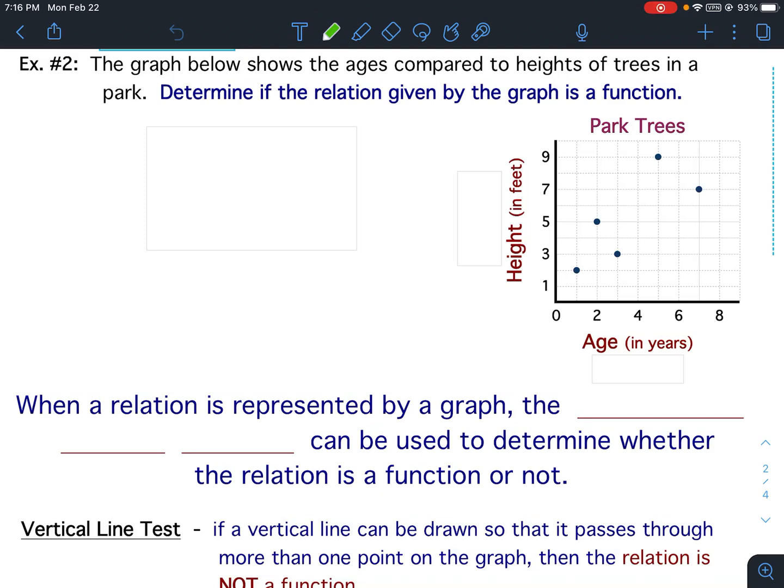Introducing functions, lesson 12 notes. Example number 2. The graph below shows the ages compared to heights of trees in a park. Determine if the relation given by the graph is a function. First of all, this is a scatter plot.